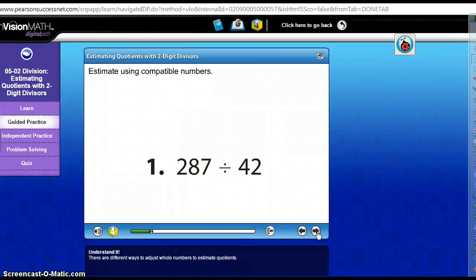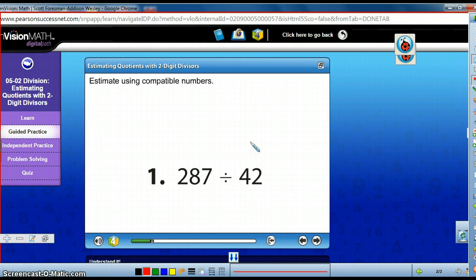So let's look at what we have first of all. I'm looking at 42, and I see that 42 is close to what number? 40. It's close to 40. I'm just experimenting here. I'm going to put 40 there. So I look at my value of 4, and I'm looking at 287. I look at the beginning of my number here, 287. I see 28. Does 4 go into 28?